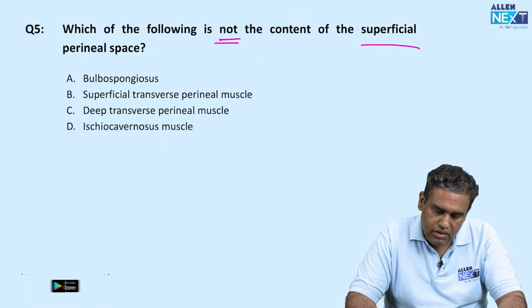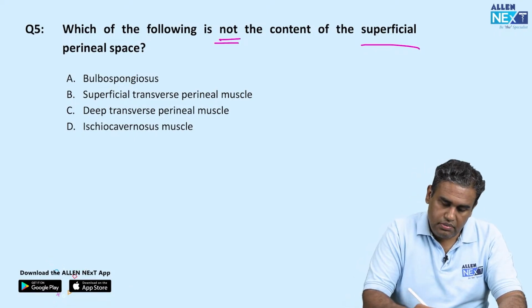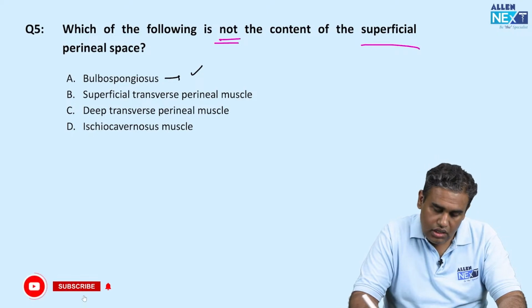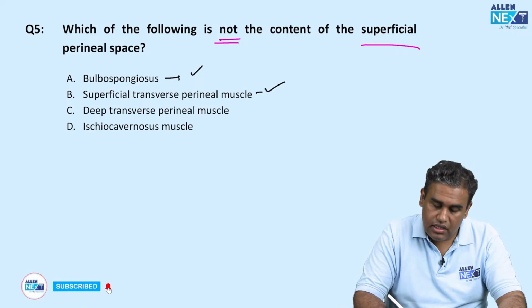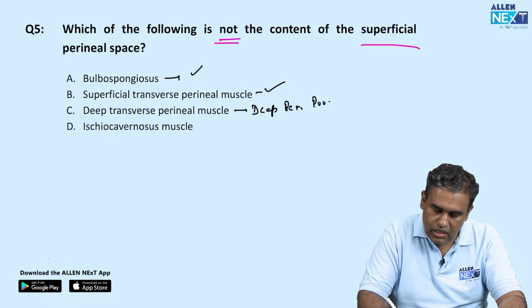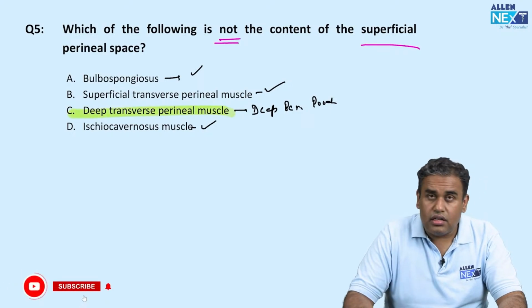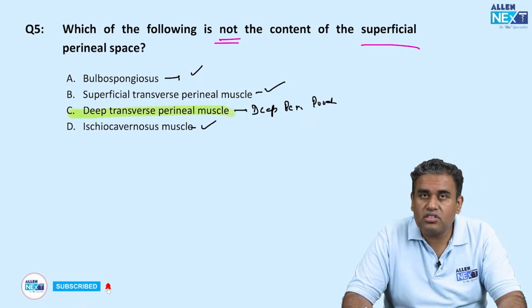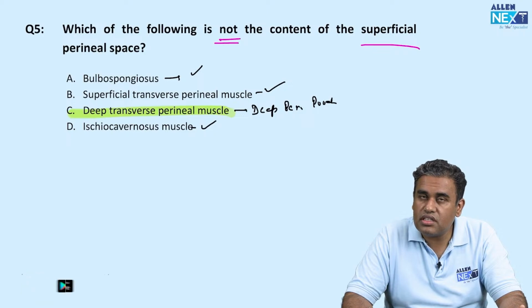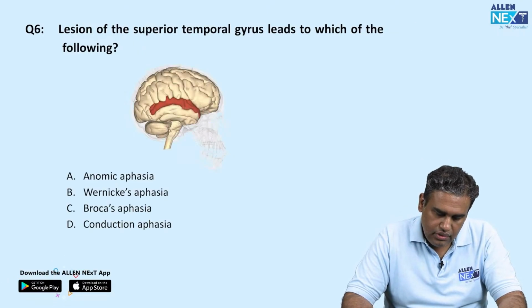Let us look at the options. They are asking which is not a content of the superficial perineal space. Option A is a content. Superficial transverse perineum is a content. Deep is present in the deep perineal pouch or deep perineal space. This is also a content. Therefore, the answer is option C. This is not present in the superficial perineal pouch. It is present in the deep perineal pouch. Hence the answer. Okay, let's see the next one.